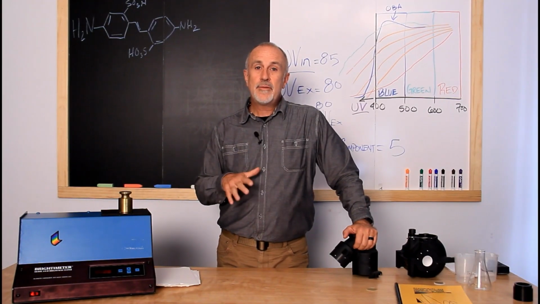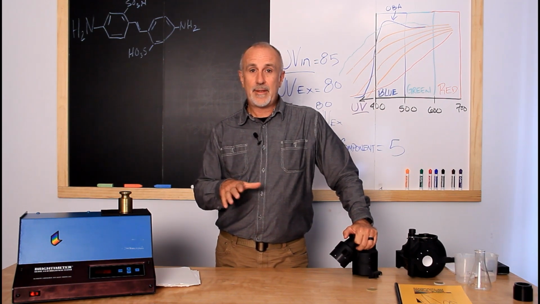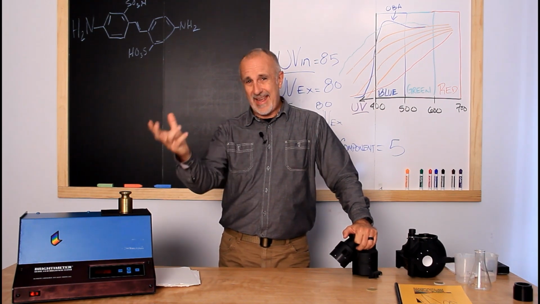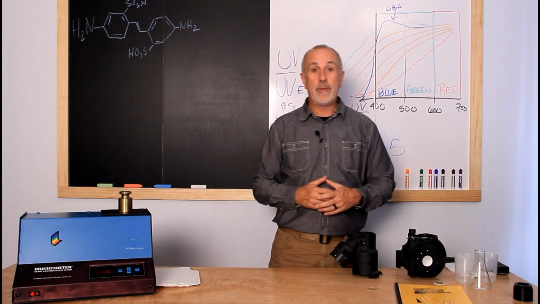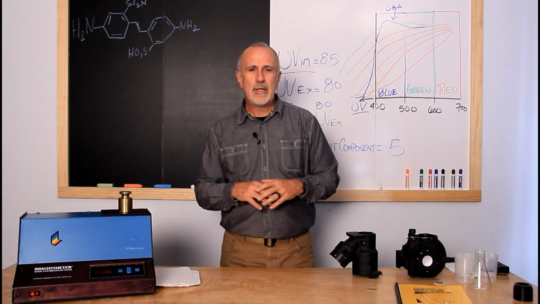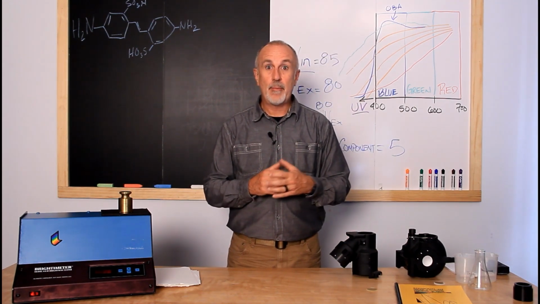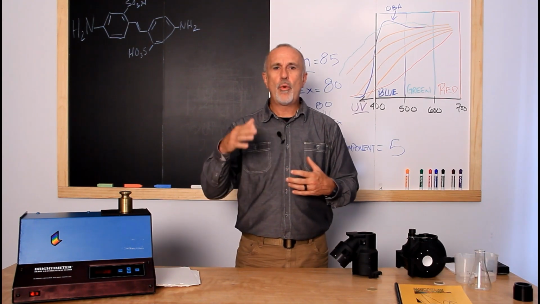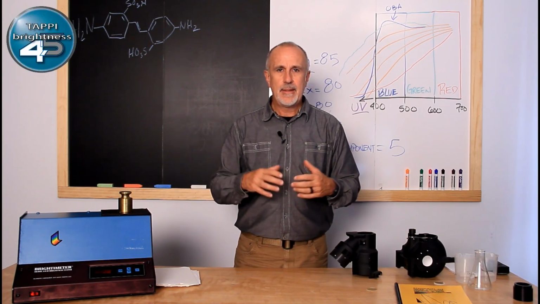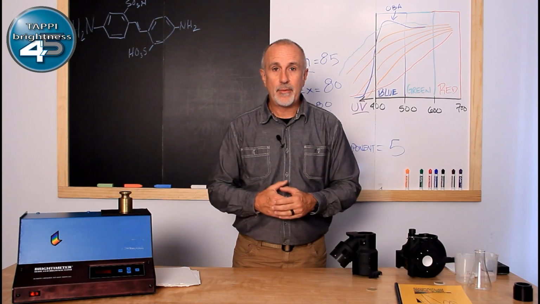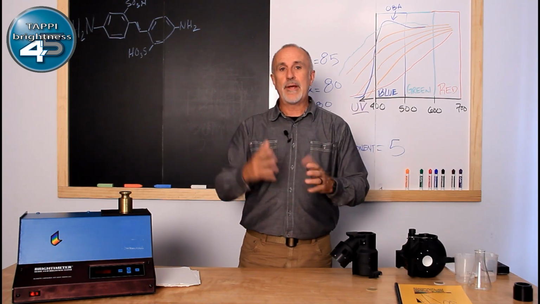Okay, so we're going to continue this video and talk more specifically about the relationship of TAPPI brightness and OBAs. Again, if you could just summarize the importance or the role of an OBA, it is to make your paper brighter or whiter through causing this fluorescence to occur.